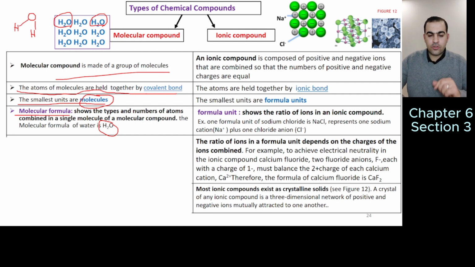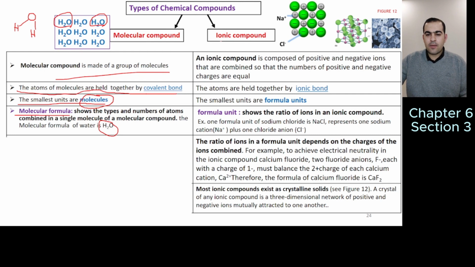What does H2O tell us? The formula tells us that in a molecule of water there are two hydrogens and one oxygen. They have bonded with each other, isn't it? So molecular formula shows the composition of a molecular compound. But today's topic is about ionic compounds.